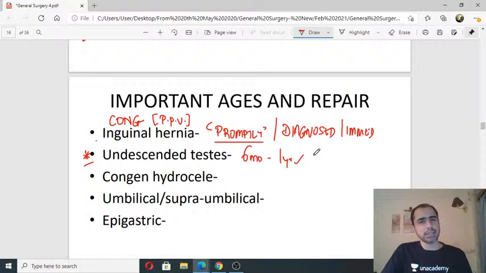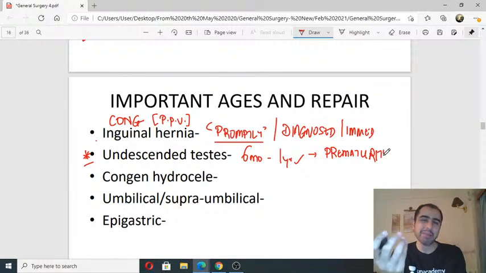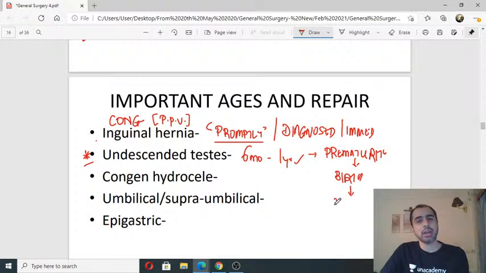The reason is undescended testes are usually associated with prematurity. If the child is born before term, because the testes descend at 9 months. So in most people who have an undescended testes at birth, usually by 3 to 4 months it descends down.